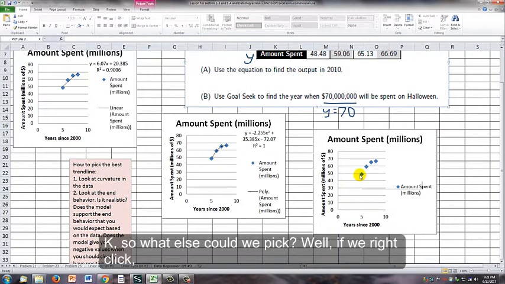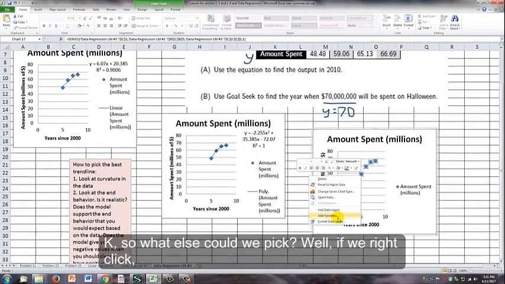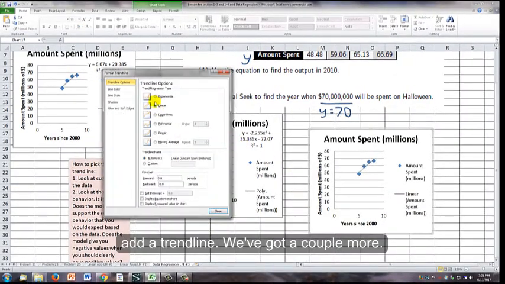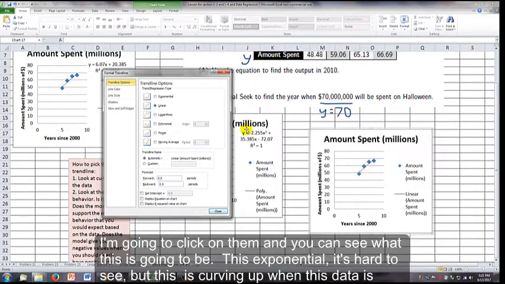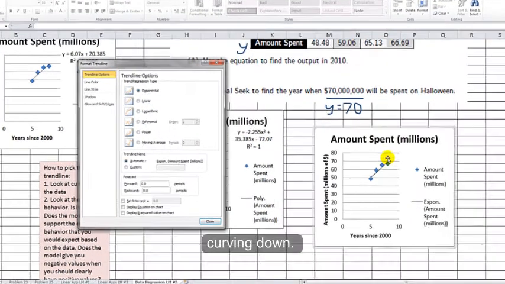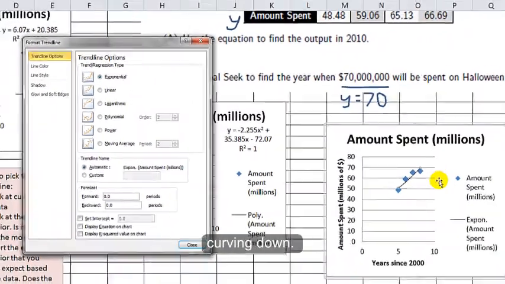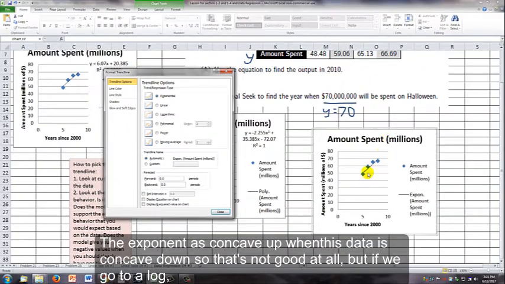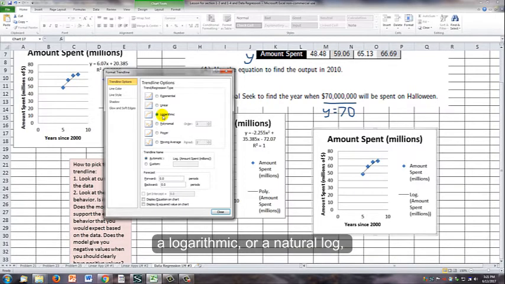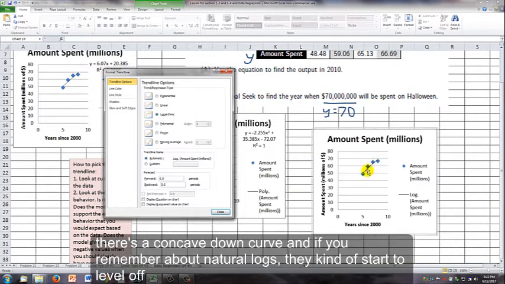Okay, so what else could we pick? Well, if we right click, add a trend line, we've got a couple more. I'm going to click on them and you can see what this is going to be. This exponential is hard to see, but this is curving up when this data is curving down. The exponential is concave up when this data is concave down. So that's not good at all. But if we go to a logarithmic or a natural log, there's a concave down curve, and if you remember about natural logs, they kind of start to level off.